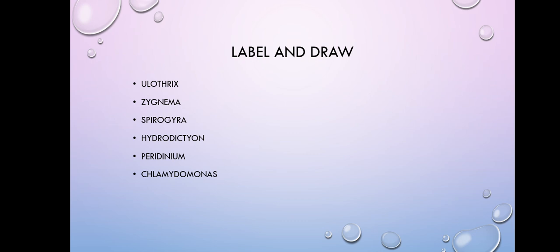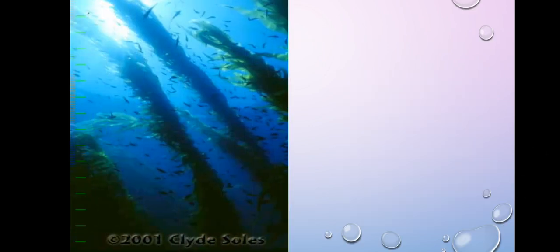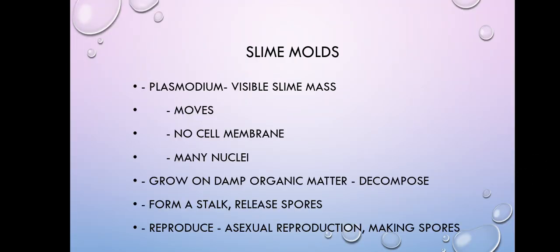Ulothrix, Zygnema, Spirogyra, Hydrodictyon, Peridinium, Chlamydomonas. Red and brown algae are all multicellular and marine. Kelp is a form of brown algae; red algae are used as food. Here is the algae.